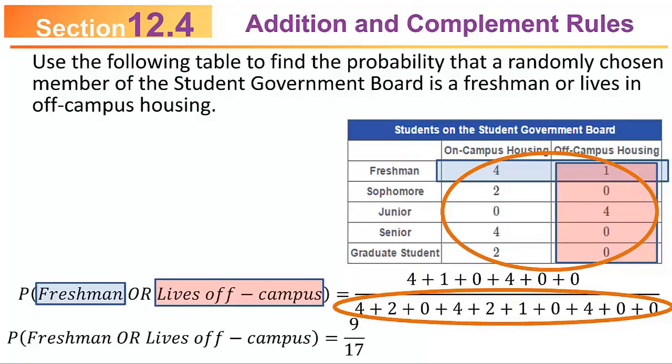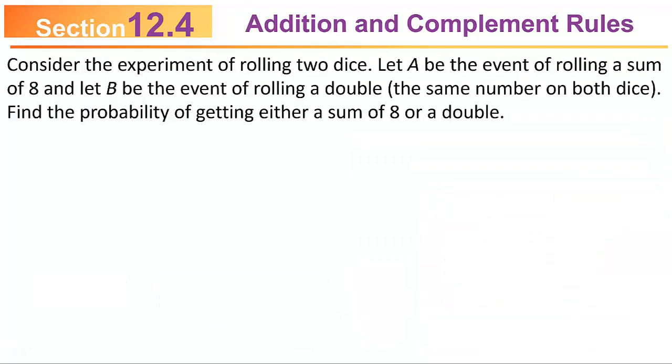So the answer is 9/17. Again, you could use the addition rule to get the answer, but I would recommend just doing it straightforwardly. Consider the experiment of rolling 2 dice.